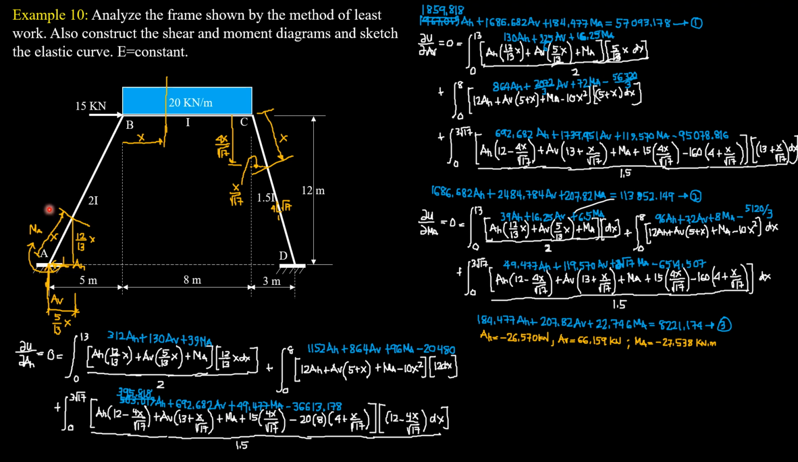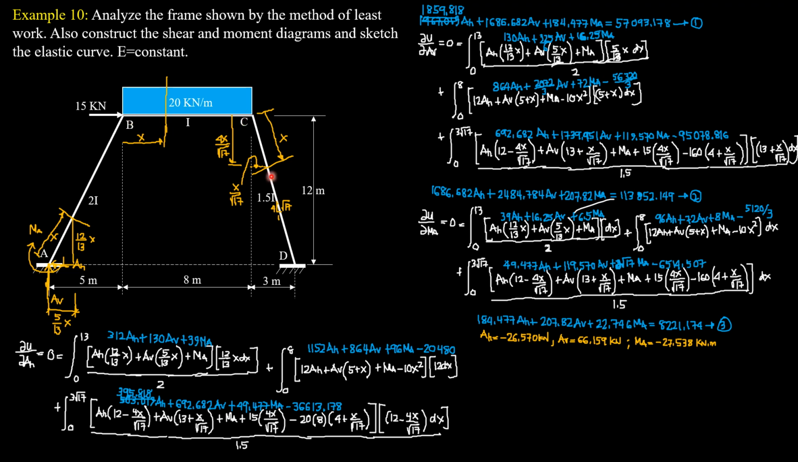So we have three sections of the frame: the first section, second section, and third section. Since the slope of the sloping member AB is 5 horizontal, 12 meters vertical, if the length is x, this is 12 over 13x, and this is 5 over 13x. The length of AB is 13 meters.